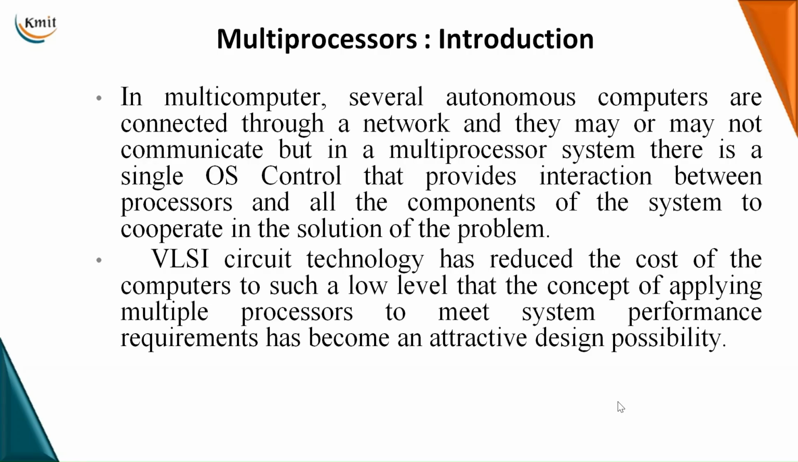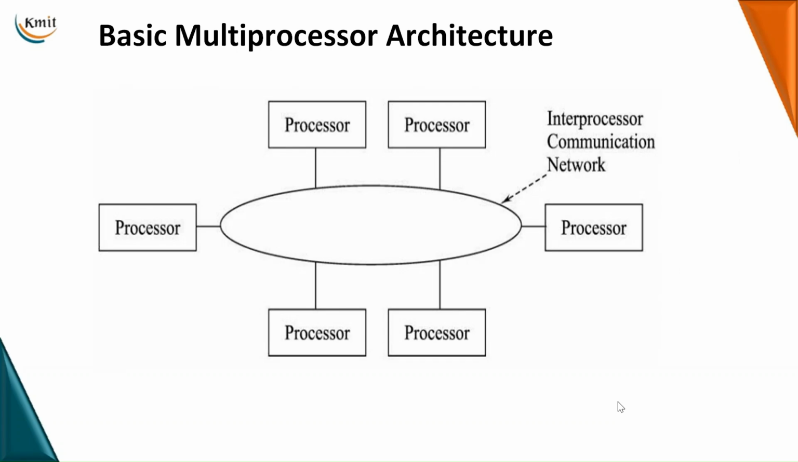The main aim of designing a multiprocessor system is to achieve high performance by executing multiple tasks within a single computer system at the same point of time so as to improve the performance of your system. If you see the architecture of a basic multiprocessor system, you have multiple CPUs or processors which are connected by means of an interprocessor communication network, so that processors can communicate among themselves in order to complete a given task, or they can share the resources among themselves. So this is the idea behind the multiprocessor architecture.